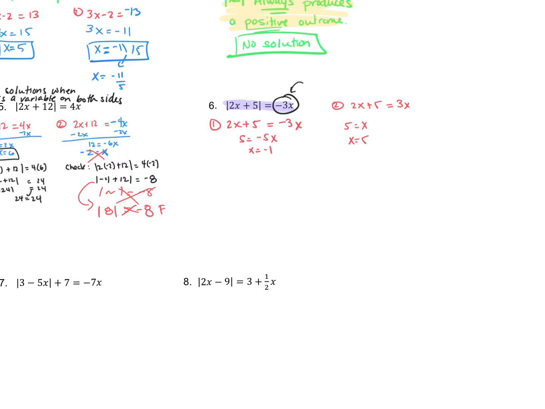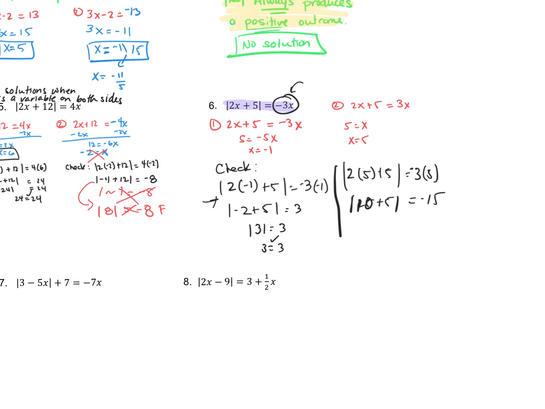So the first one, when I did the -1, I did get it to work, so this is a solution. But when I did 5, notice what happens. Here's my absolute value of something. Does that give me a negative number? I can't do that, so therefore this is not a solution. That's extraneous.